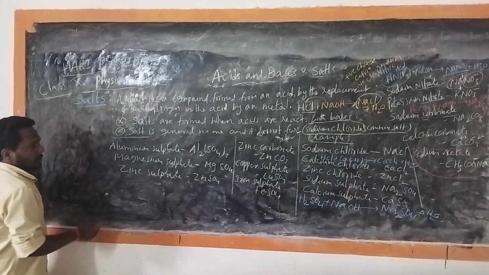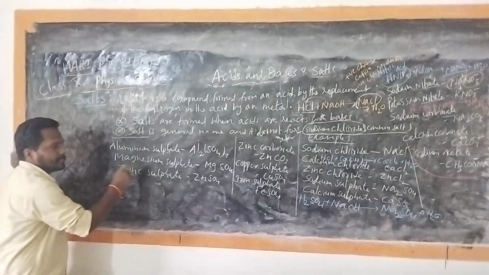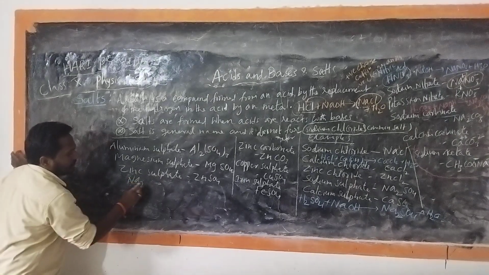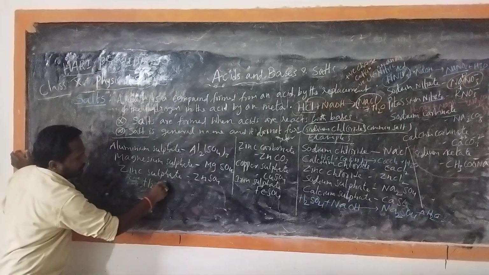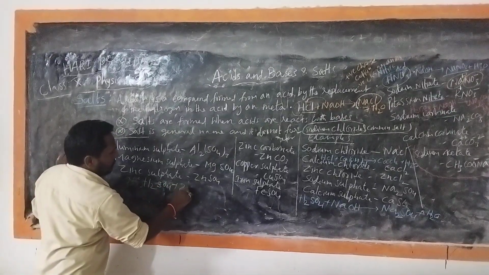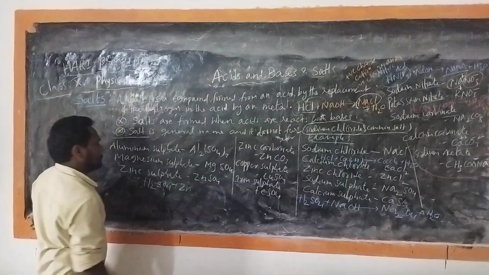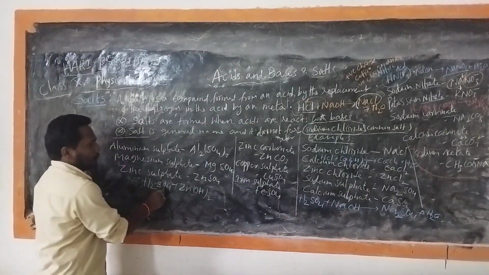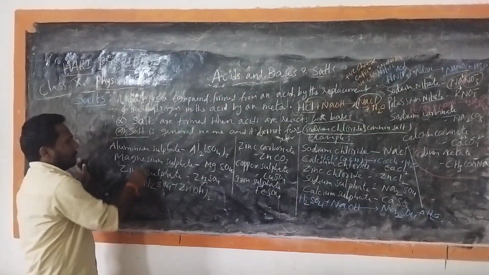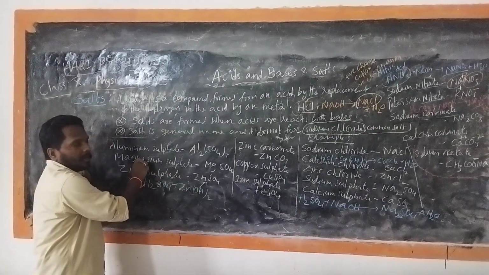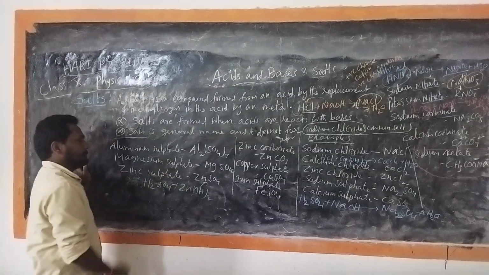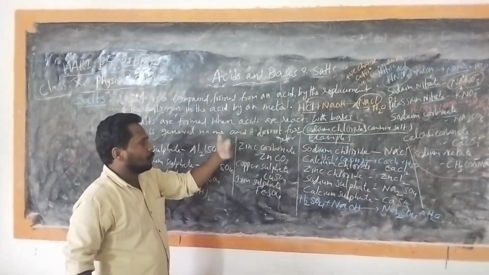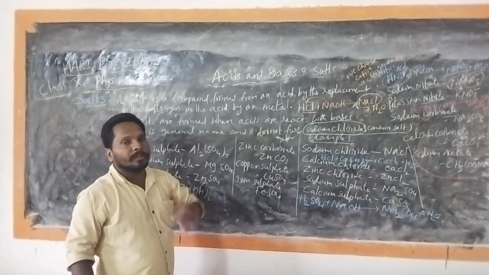or zinc sulfate. For zinc sulfate, what is the acid and what is the base? Sulfuric acid plus zinc hydroxide together form zinc sulfate. Magnesium oxide, magnesium hydroxide and sulfuric acid. Copper sulfate: copper oxide, copper hydroxide and sulfuric acid.